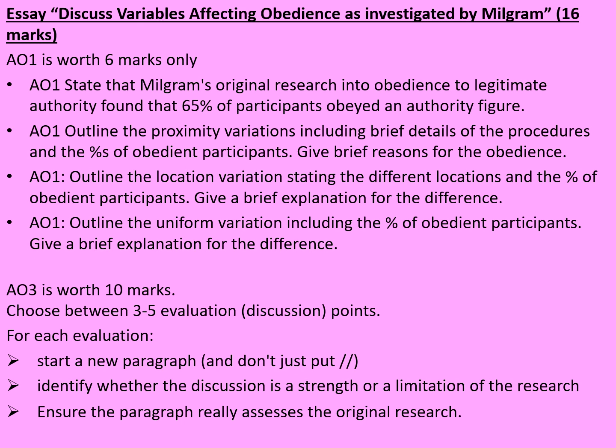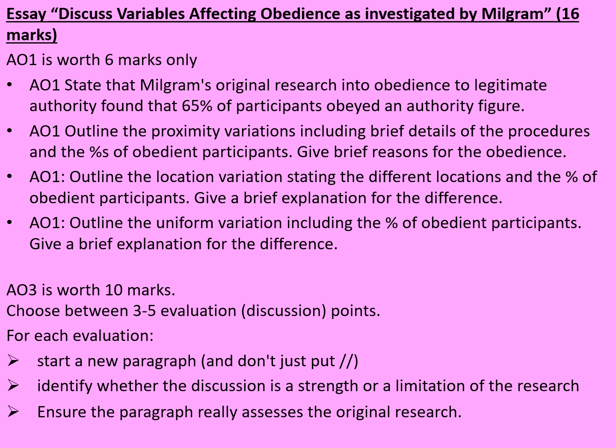When it comes to the evaluation, you should choose between 3 and 5 evaluation points or discussion points. If you go for 3, you've got to do it in a lot of detail. If you do 5 evaluation points, less detail. For each evaluation, you should certainly start a new paragraph, and I've put there, don't just put a slash in the middle of your writing, because you want to make life easy on the examiners. The easier it is to read, the easier it is for them to allocate the marks. So start a new paragraph for each evaluation, identify whether that discussion point is a strength or a limitation of the research, and make sure that the paragraph really assesses the original research and scrutinises it.